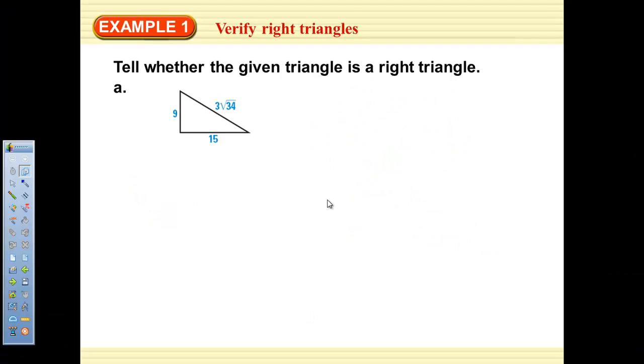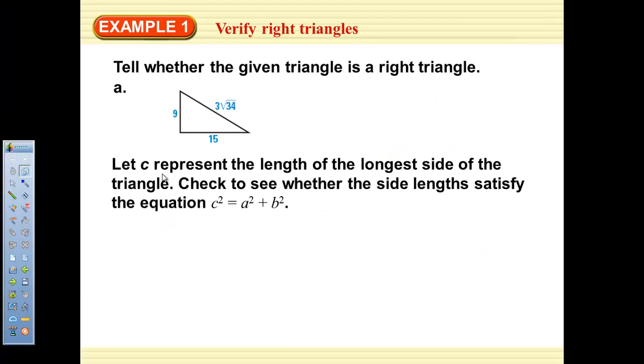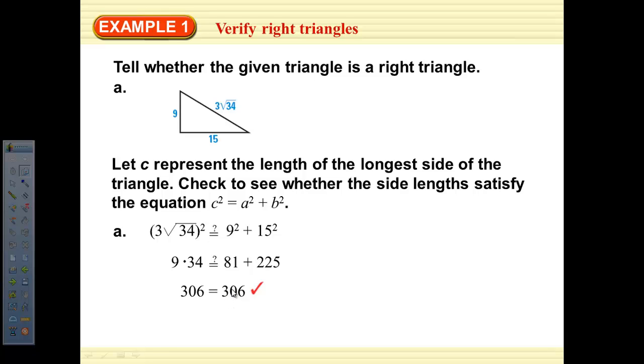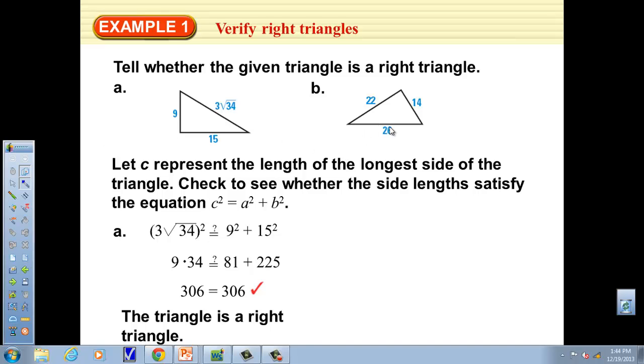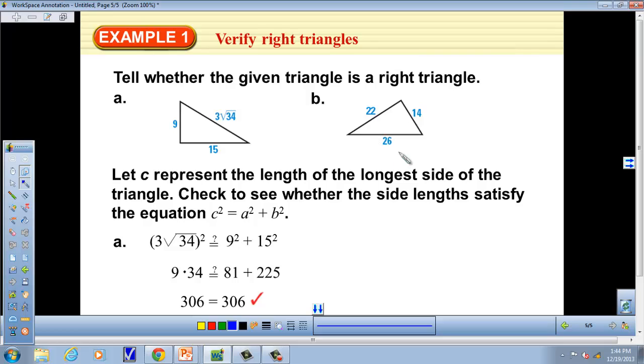And let's see what they did. So again, we plug it into c squared equals a squared plus b squared. We don't know if it's true. We multiply it out. We end up with the same thing on both sides. Therefore, it is a right triangle. Here's another one. We can go through the same process again. Again, the way we know which one to make our c squared is we look at which one is the longest one. So what we want to see basically is 26 squared equal to 22 squared plus 14 squared.